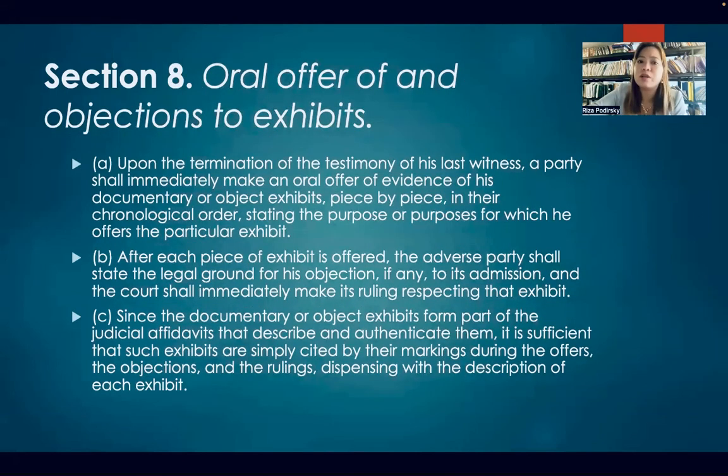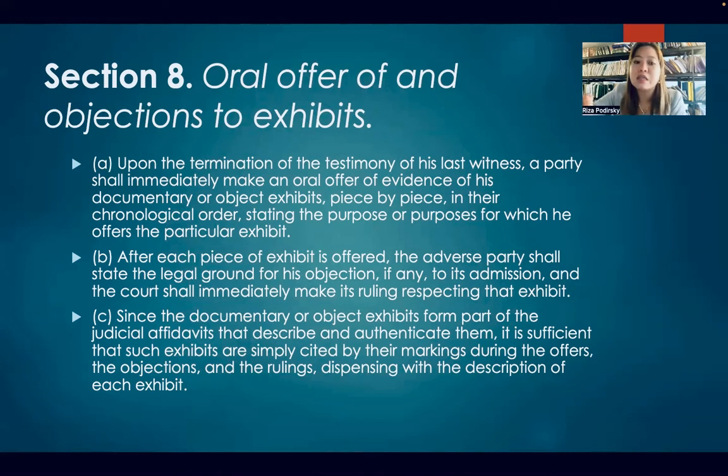Next, Section 8, oral offer of and objection to exhibits. Upon termination of the testimony of his last witness, a party shall immediately make an oral offer of evidence. After presenting your last witness, you have to immediately make an oral offer of evidence of your documentary or object exhibits, piece by piece in their chronological order, stating the purpose or purposes for which you offer the particular exhibits. After each piece of exhibit is offered, the adverse party shall state the legal ground for his objection. Why would you object? What is the legal ground for the objection?